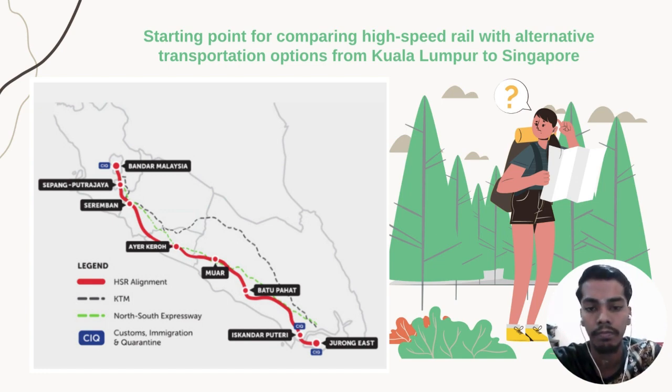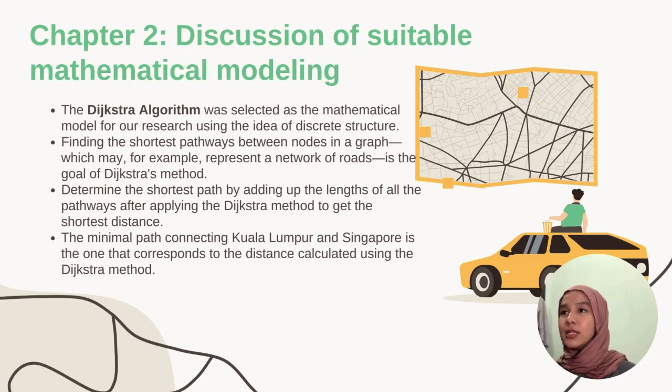Thank you. Next is Chapter 2, a discussion of suitable mathematical modeling. The Dijkstra algorithm was selected as the mathematical model for our research using the idea of discrete structure. Finding the shortest pathway between nodes in a graph, which may for example represent a network of roads, is the goal of Dijkstra's method. The shortest path is determined by adding up the length of all the pathways after applying Dijkstra's method to get the shortest distance.